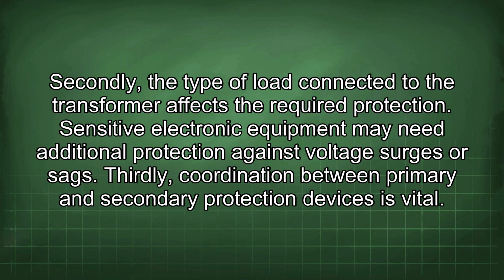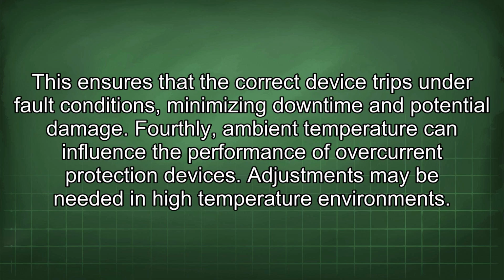Secondly, the type of load connected to the transformer affects the required protection. Sensitive electronic equipment may need additional protection against voltage surges or sags. Thirdly, coordination between primary and secondary protection devices is vital. This ensures that the correct device trips under fault conditions, minimizing downtime and potential damage. Fourthly, ambient temperature can influence the performance of overcurrent protection devices. Adjustments may be needed in high-temperature environments.